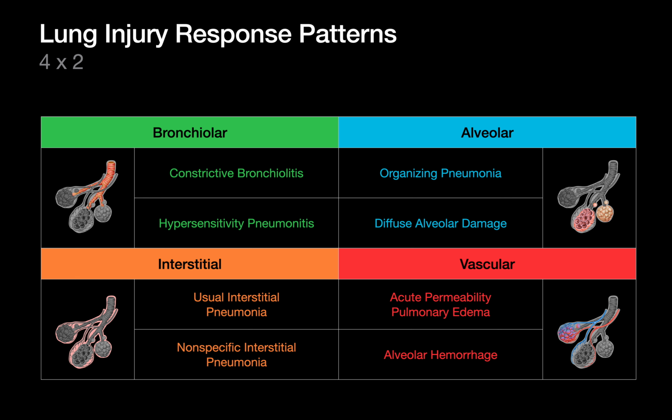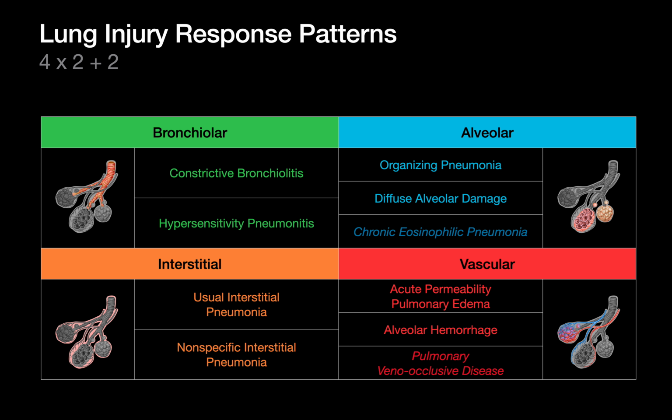Now, since you've stayed to the end, I have a little bonus material for you. For day-to-day work, I usually suggest you conceptualize lung injury response patterns as this convenient collection of 8 disorders. However, there's 2 additional lung injury response patterns out there that are uncommon. An alveolar injury response pattern named chronic eosinophilic pneumonia and a vascular injury response pattern named pulmonary veno-occlusive disease.